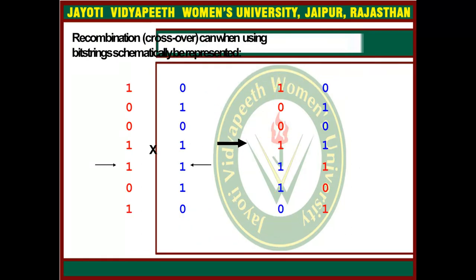Now this recombination crossover can be represented symmetrically when using a bit stream. In this you can see 1 0 0, this crosses with this, and this transfers into this. Okay, so this is basically the transformation. After that they come back to the string, which means this is the recombination, this is the crossover. You can see the sign X here.